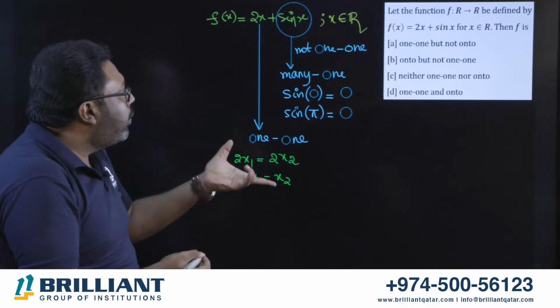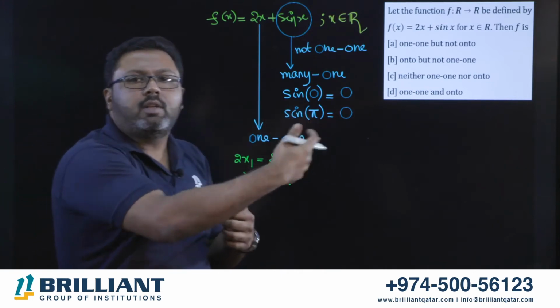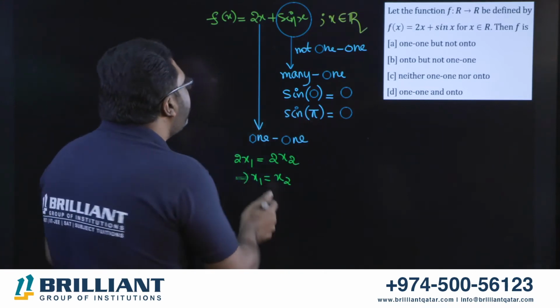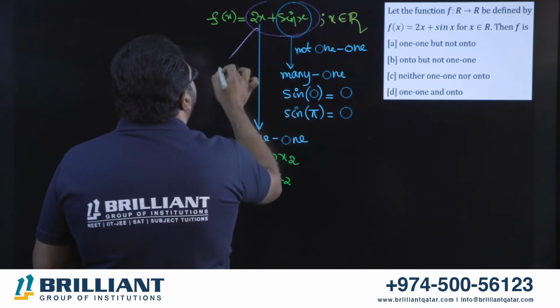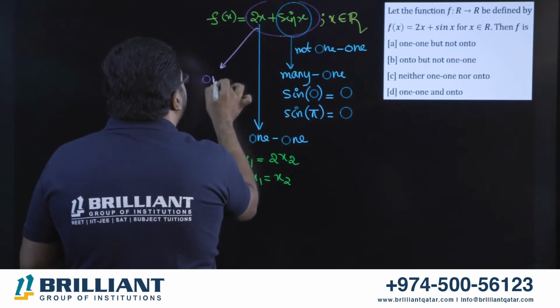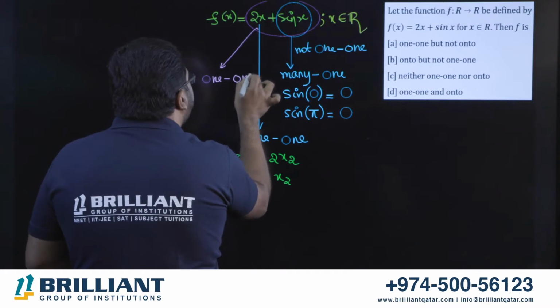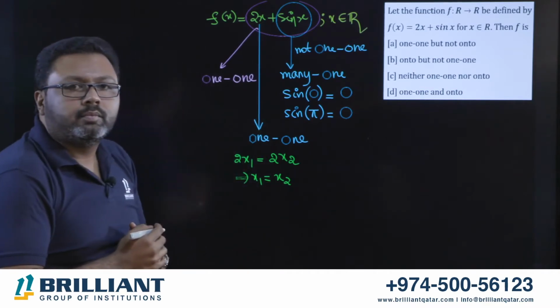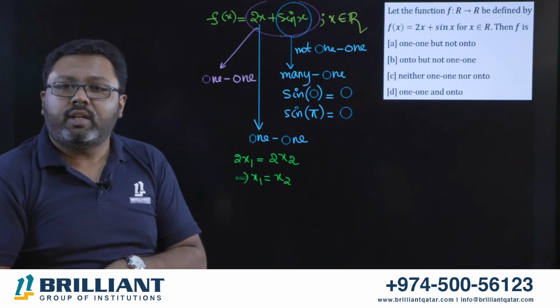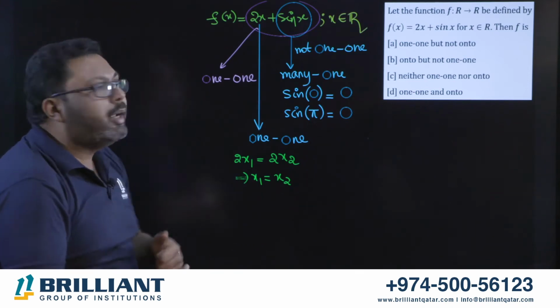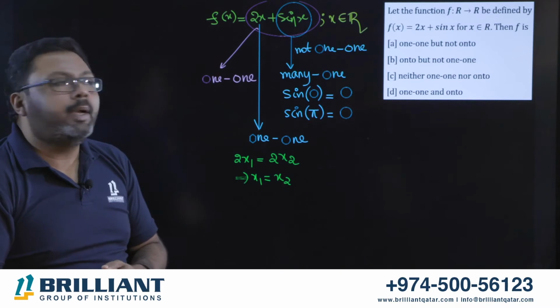So when you use a one-one function along with the function which is not one-one, the combination of these two is going to become one-one. So this function is definitely one-one. Now what is meant by onto?